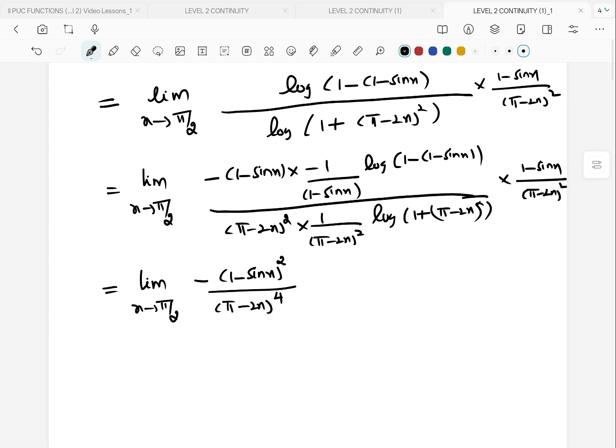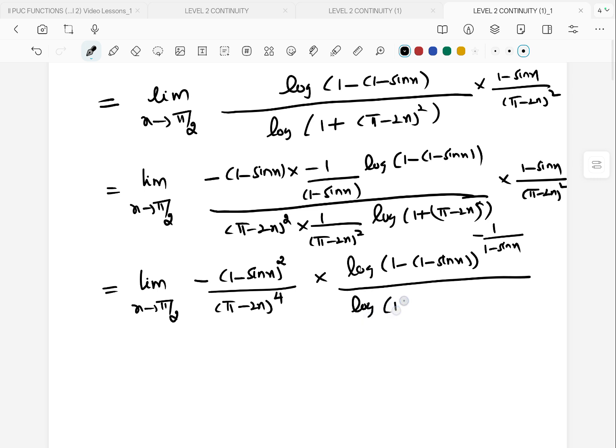Next, this numerator I am going to write as log of (1 minus of 1 minus sin x) whole power minus 1 by 1 minus sin x. Denominator: log of (1 plus (pi minus 2x) the whole square) whole raised to the power 1 by (pi minus 2x) the whole square. This is by using the power rule on logarithm, which is nothing but log m power n is n log m. So n log m, I am writing it as log m power n. Both in the numerator and denominator I am writing this way.